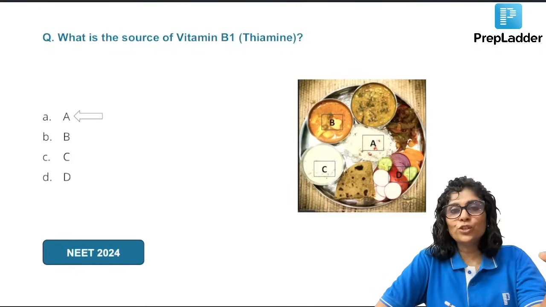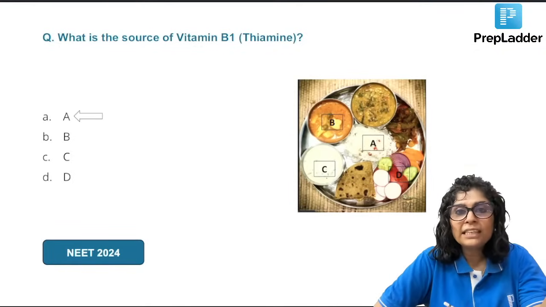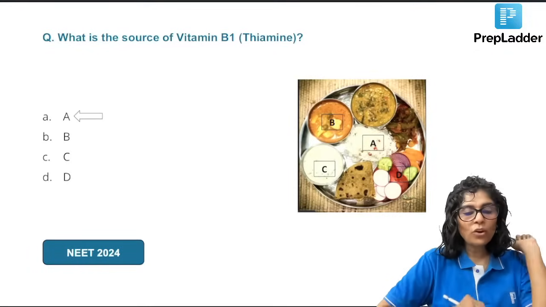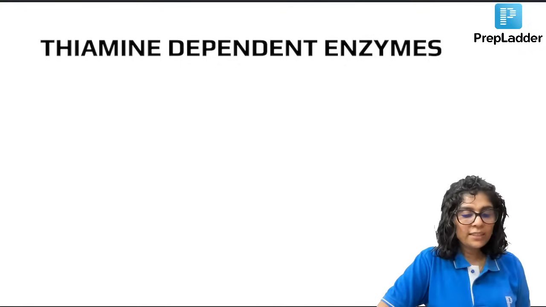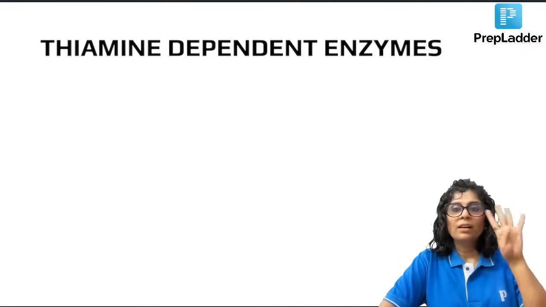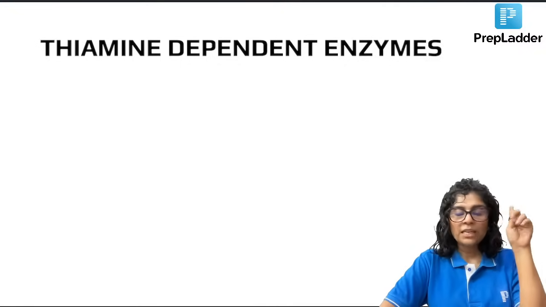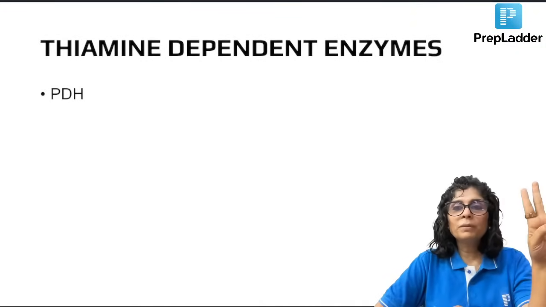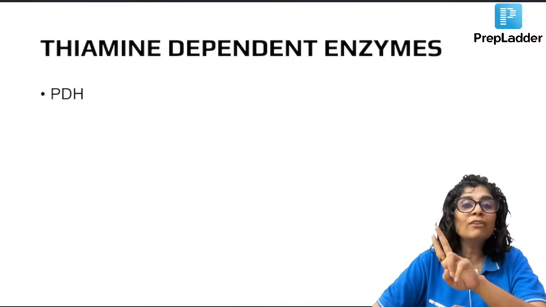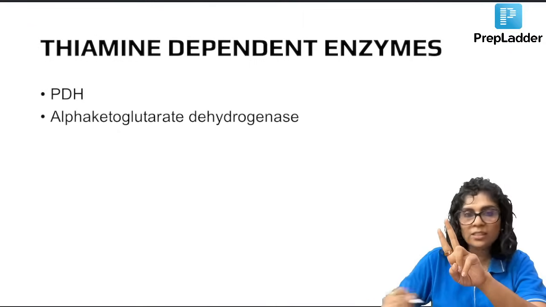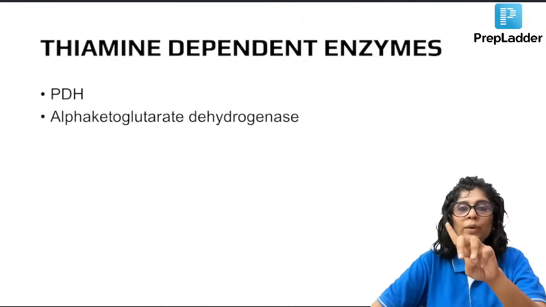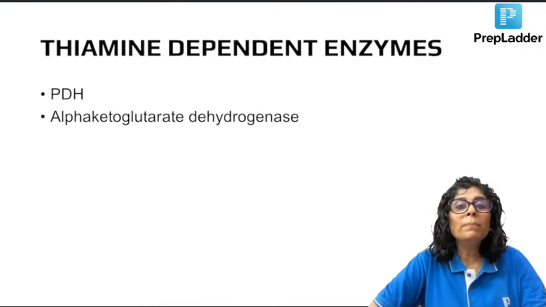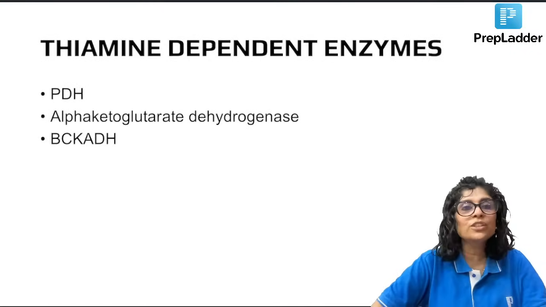Okay. Now based on this, how many of you want to learn all about thiamine? Thiamine is a frequently asked topic, right? So I'm going to tell you all about thiamine now. What are the thiamine dependent enzymes? There are 4 thiamine dependent enzymes. The first enzyme is pyruvate dehydrogenase. Along with pyruvate dehydrogenase, always learn alpha ketoglutarate dehydrogenase. Both are very similar. Okay, pyruvate dehydrogenase, alpha ketoglutarate dehydrogenase. Third one is branched chain keto acid dehydrogenase.